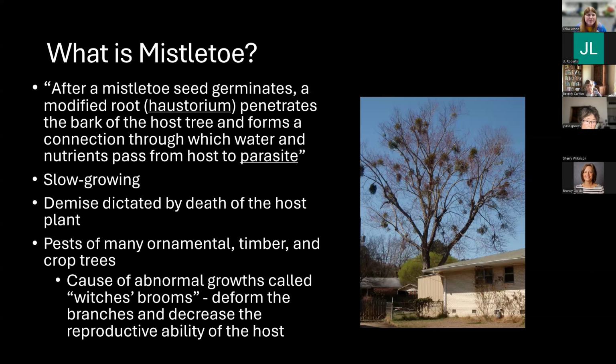When the population of mistletoe is so significant, you start to see what are called abnormal growths on the tree. These are what we call witch's brooms, where the branches appear really deformed. As a result, that decreases the reproductive capabilities, meaning those deformed branches aren't going to properly be able to flower and bear fruit or nuts and so on. So you have to be mindful of that. Again, in small amounts, not anything to be concerned about.